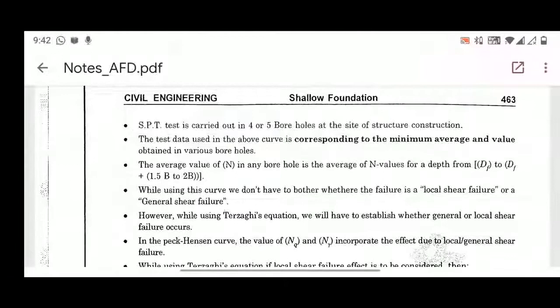The average value of N in any borehole is the average of N values for the depth from Df to Df plus 1.5B to 2B. So we have to consider the depth of the foundation, where your foundation will be laid, and another depth, Df plus 1.5B to 2B. In this range you take the SPT values, and then you take the average value of these.